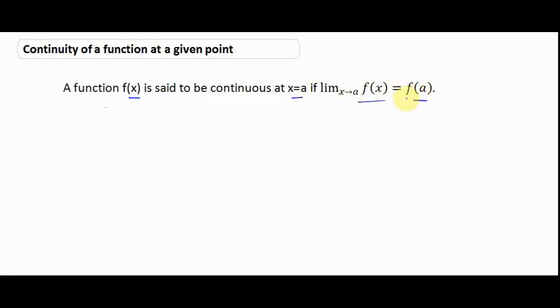When you substitute x equal to a in the function, we will get the value of f of a, that is the value of the function at the point x equal to a. This must be equal to the limit value existing at the point x equal to a for the function f of x. If this condition is satisfied, we may say that the function is continuous at the point x equal to a. Let's see a few cases related to this point.